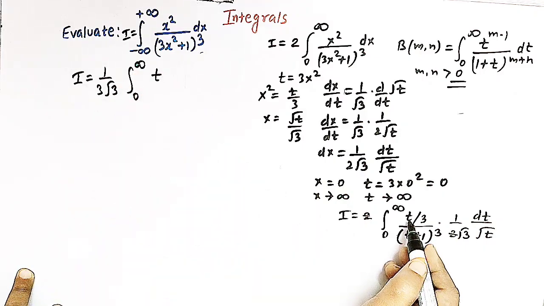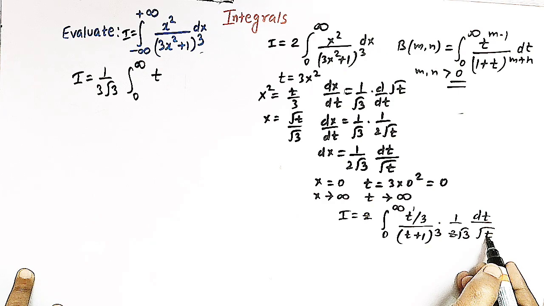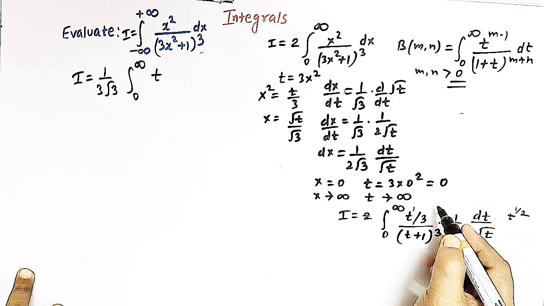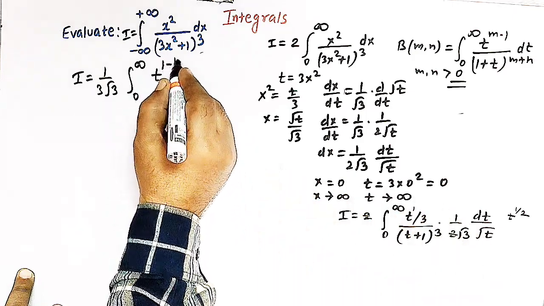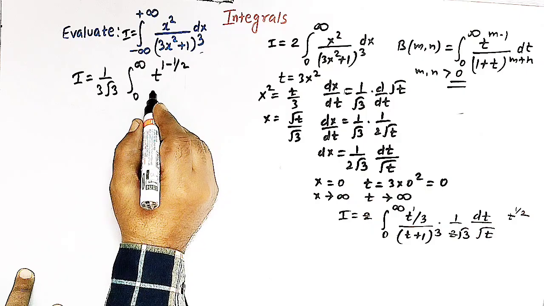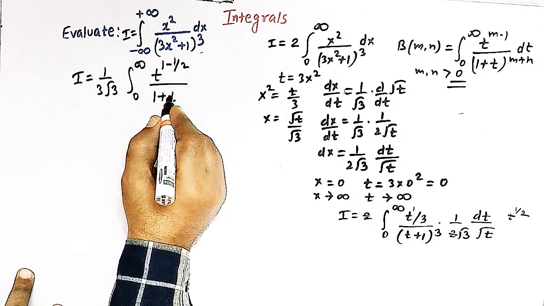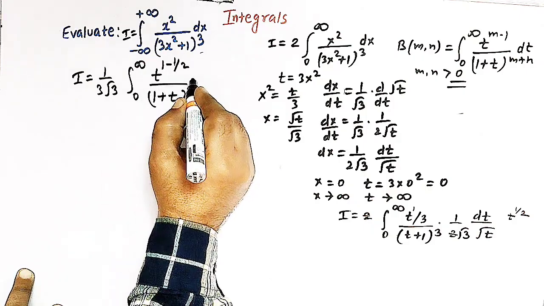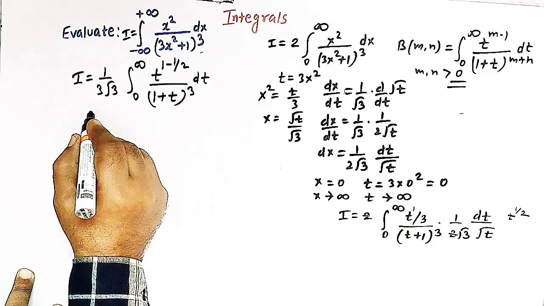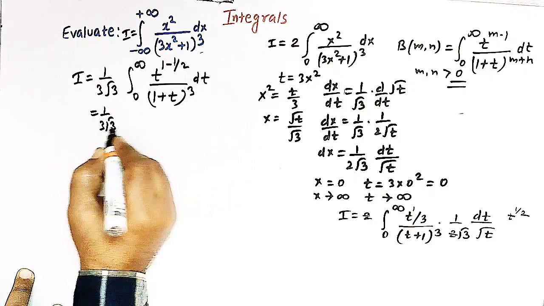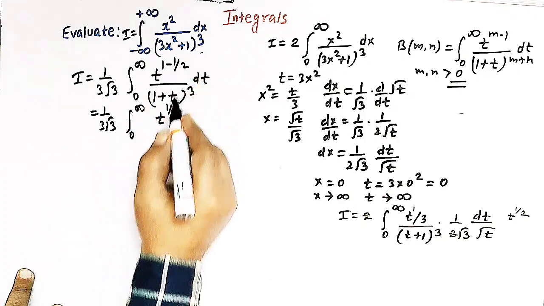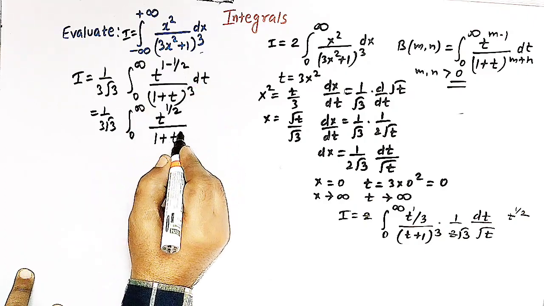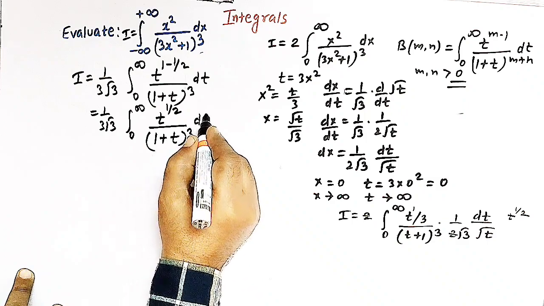Then here we have t raised to 1, and here we have t raised to half. Taking t raised to half to the numerator, we can apply the laws of exponent. So this is t raised to 1 minus half, and here we have 1 plus t cube, and this is dt. So we have 1 over 3 root 3, 0 to infinity, t raised to half, since 1 minus half is half, and 1 plus t raised to 3 dt.